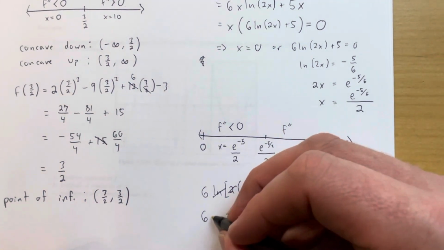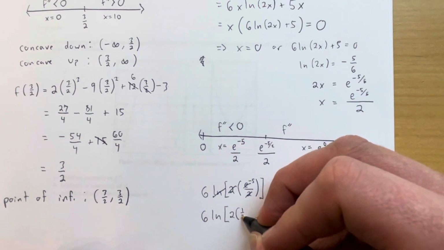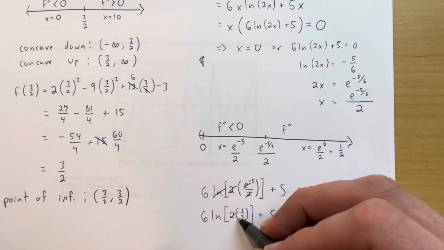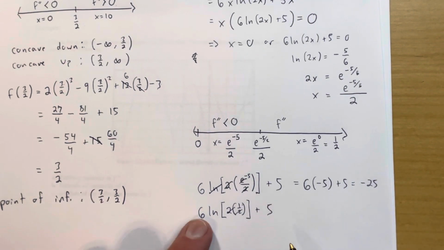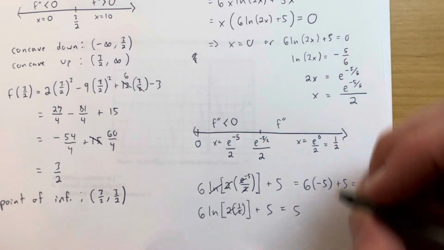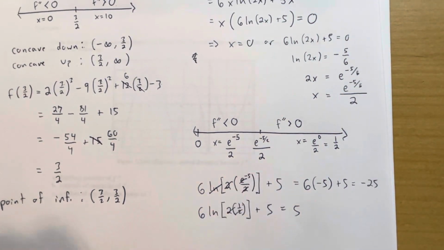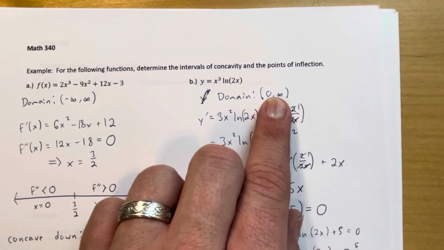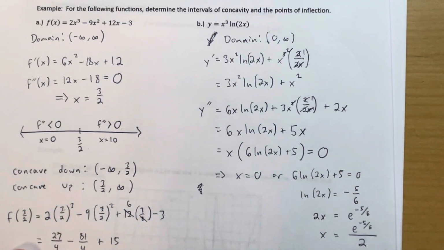So again, plugging that into the stuff that was in parentheses, 6 times the natural log of 2 times 1/2 plus 5. So 2 times 1/2 is just 1. The natural log of 1 is 0. 6 times 0 is 0, plus 5 is 5. That's positive. So f double prime is positive here. We do get a sign change. Not only that, the original function is both defined and continuous there because these are functions that are continuous on their domains, and so their product is as well.